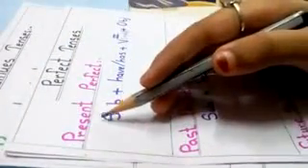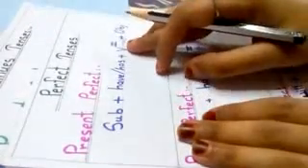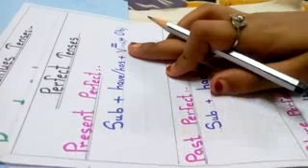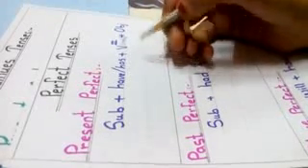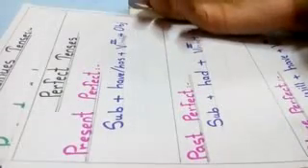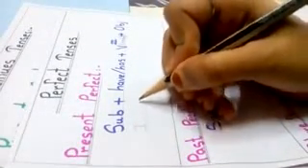Perfect tenses. Present perfect tense. For present perfect tense, I have the formula subject plus have, has plus V3. Now what is V3? V3 is the past participle form of the verb. It usually ends with en or ed. For example, eat will turn into eaten. Take, taken.